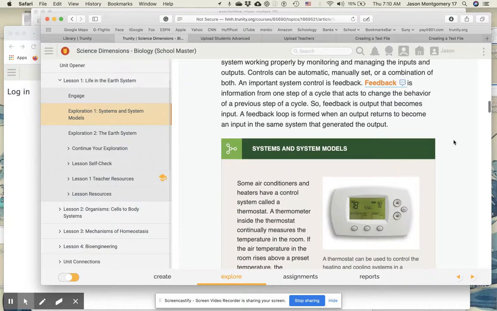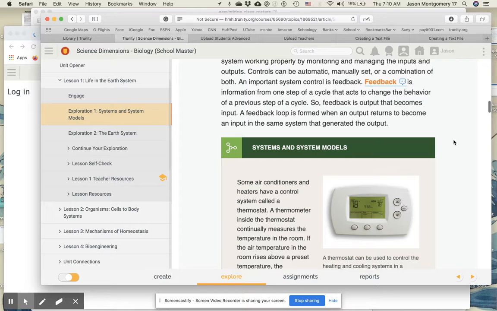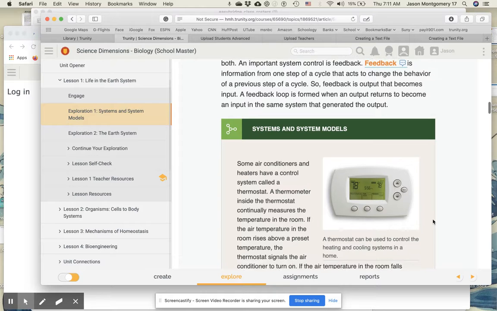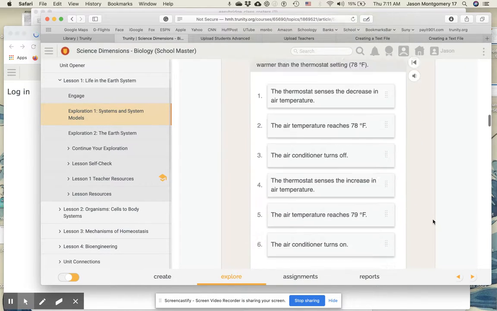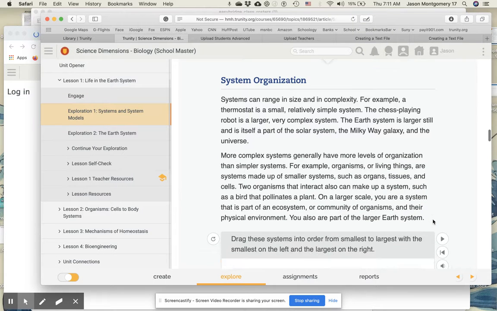A great example here is the thermostat in your house. Okay. So if you have a thermostat in your house, you set it on a specific temperature. And once the temperature gets above that, right, the air conditioner comes on to lower the temperature back below that desired temperature. If it goes below, then maybe the heater will kick on too in order to raise the temperature. Okay. A lot of systems in biology work on the concept of feedback.